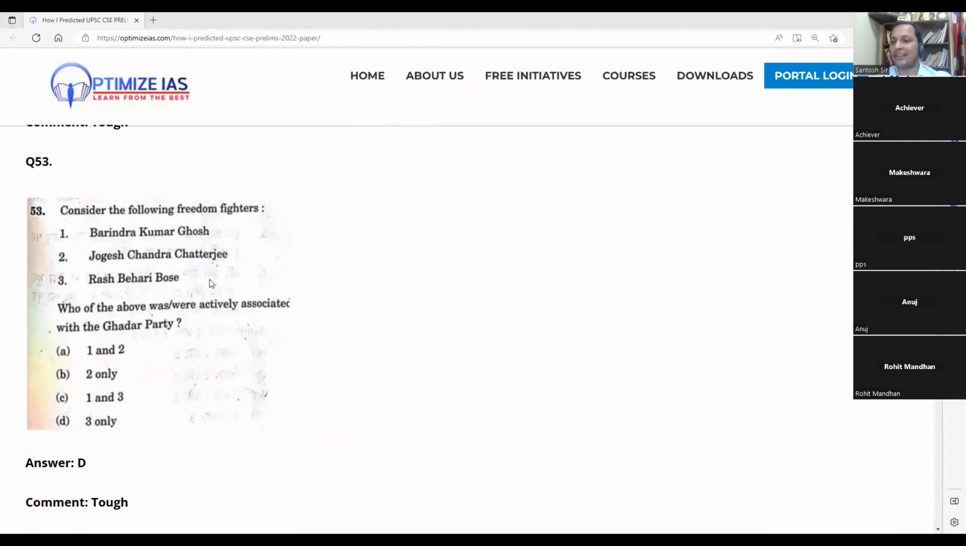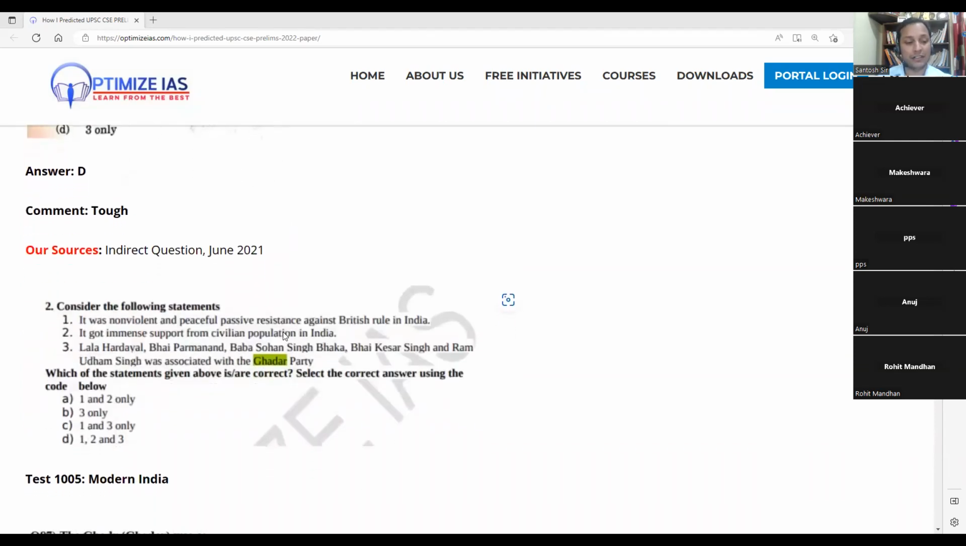Then history, see, we cannot guess history. Ancient, medieval, we cannot guess, but here also 2 questions were from current affairs. I'll just come to that. Gadar Party was in news last year. I had predicted many questions will come from Gadar Party.